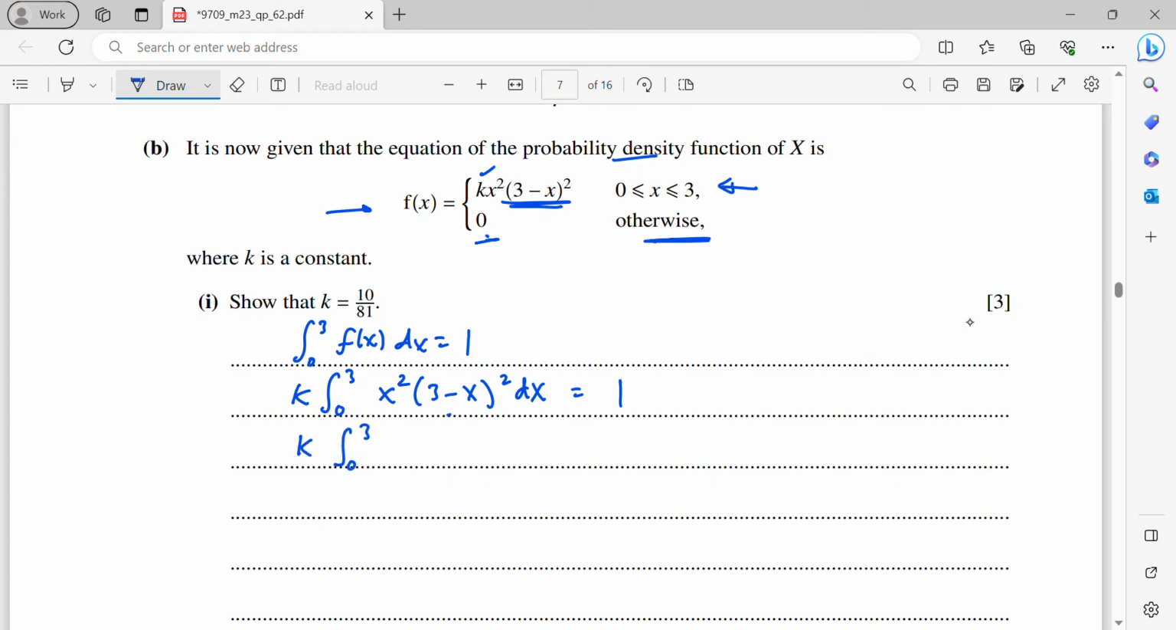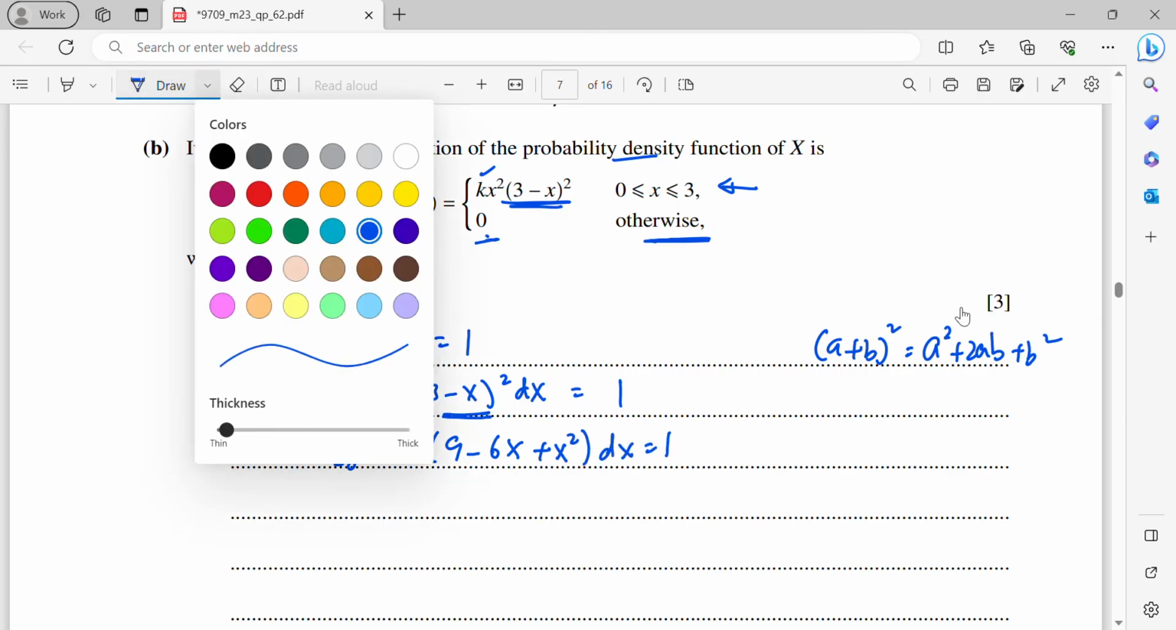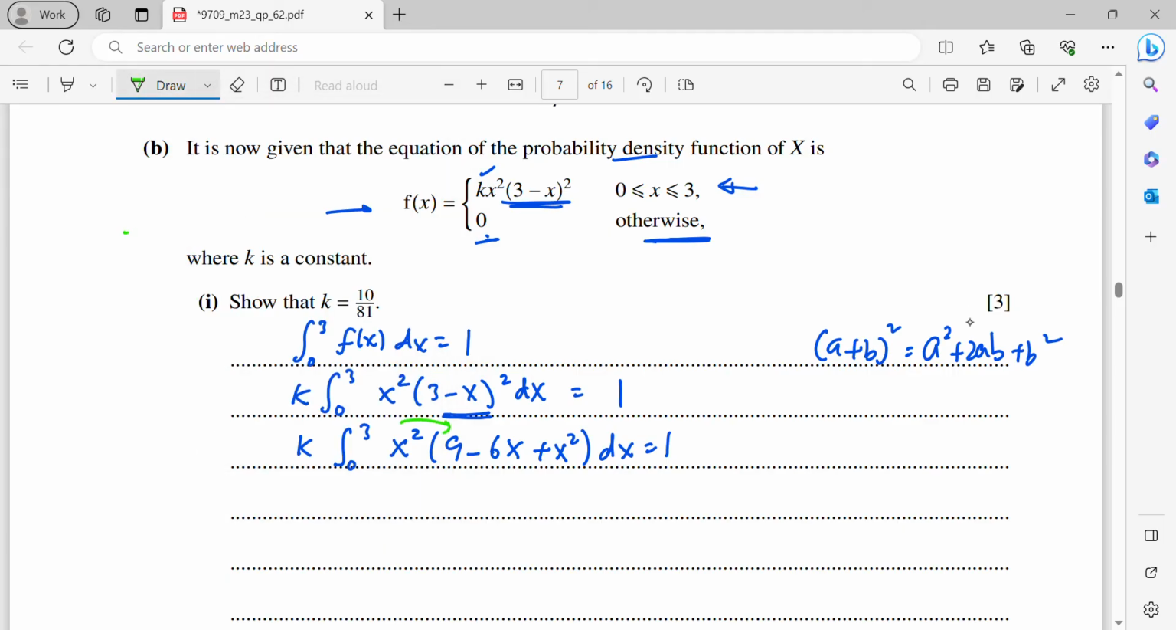Now I will do the expansion first. This squared, the quadratic expansion, you can just refer to this formula. Remain the x squared. So the square of 3 is 9, then minus 6x, plus the square of minus x, which is plus x squared, dx equals 1. Next step is the expansion, so expand first before I integrate. So this is going to be k, integrate 0 to 3, 9x squared minus 6x cubed plus x to the power 4, dx equals 1.